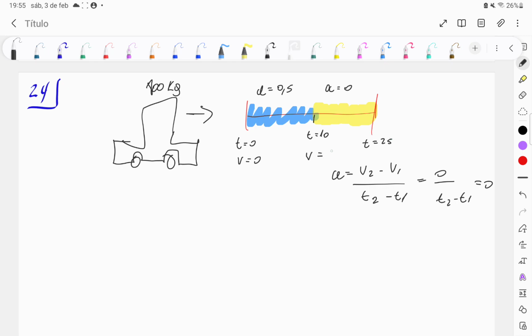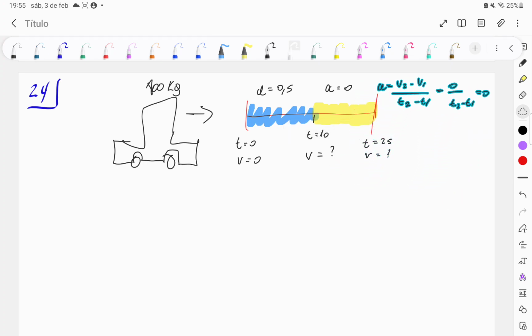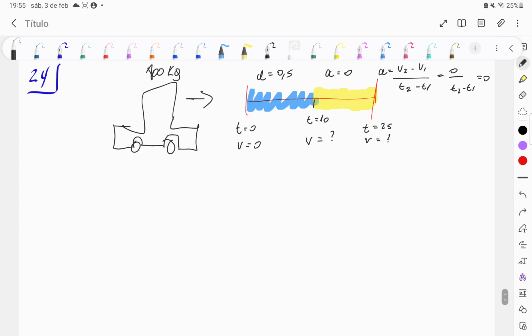And how much is the velocity? We don't know it, but we're going to determine it. But we already know that it's the same at second 10 and second 25. Okay, that's the situation. That's what you have to understand. So we can separate this movement into two smaller movements: one that goes from 0 to 10 and the other from 10 to 25.